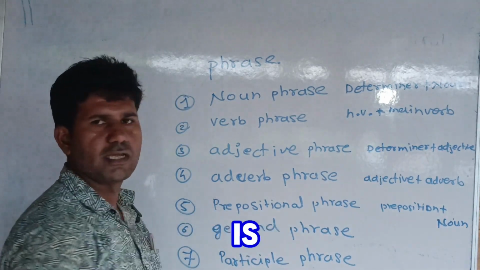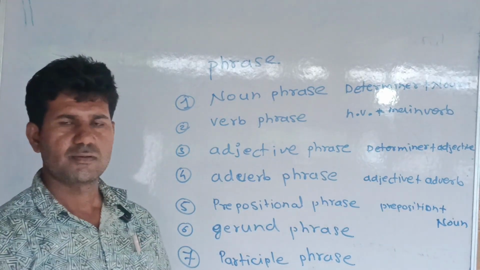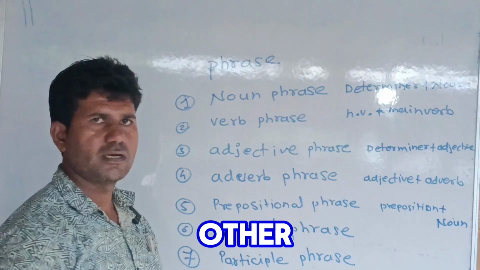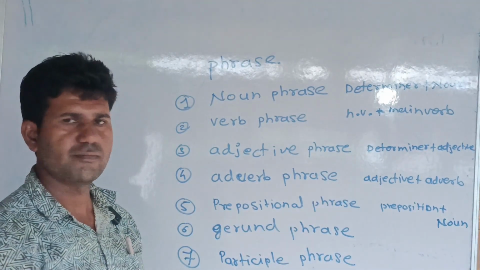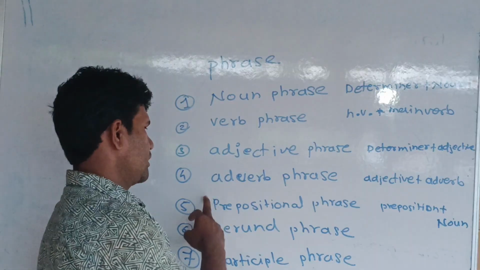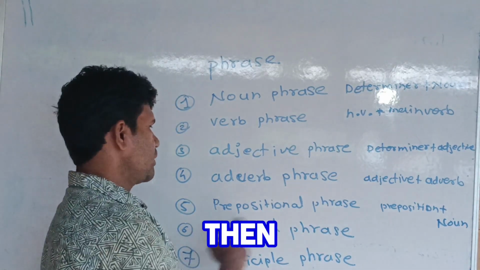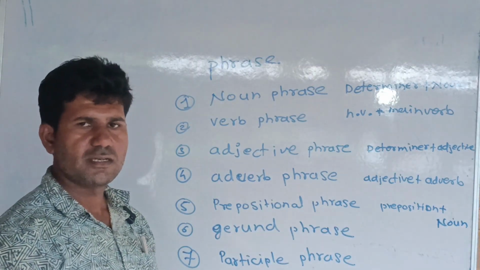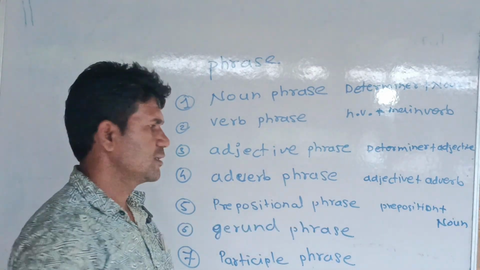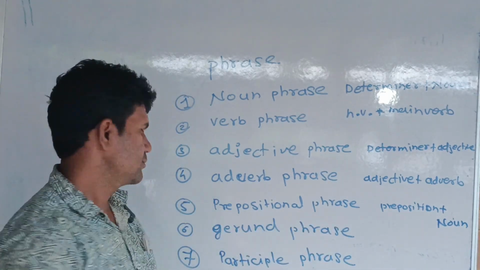Next one is adverb phrase that describes a verb or another adjective. It contains an adjective and an adverb. This functions as a single adverb. Then prepositional phrase. Prepositional phrase acts as a preposition. It contains a preposition and then ends with a noun.